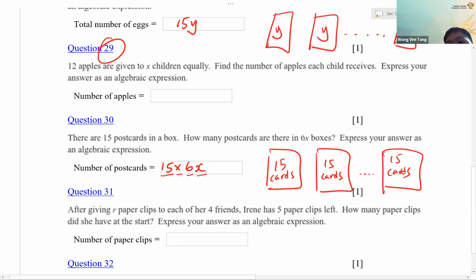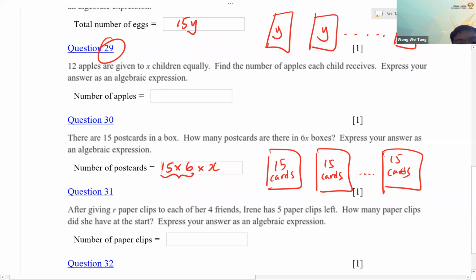15 multiplied by 6x. So the rest of you pay attention also. This 6x can be written as 6 times x, right? 6x is the same as 6 times x. Now 15 times 6 times x. We can group the numbers together. We can do that first.